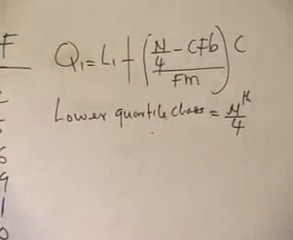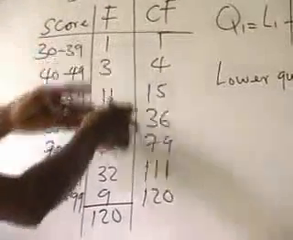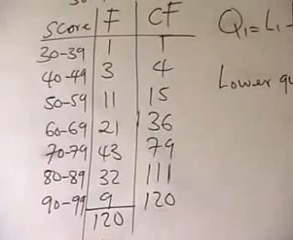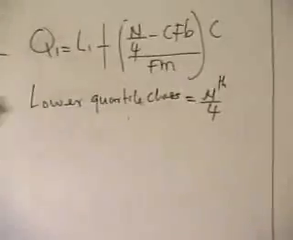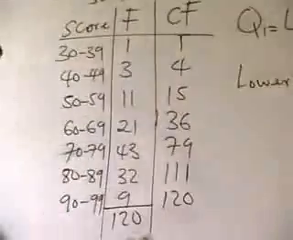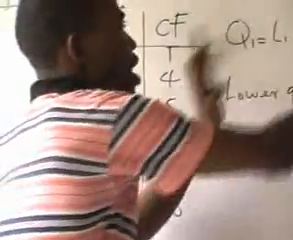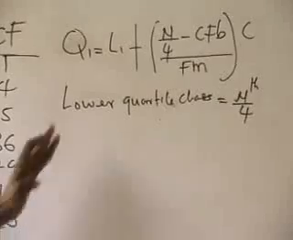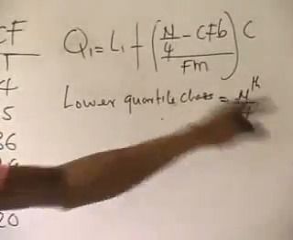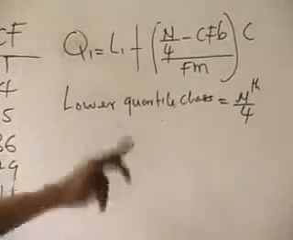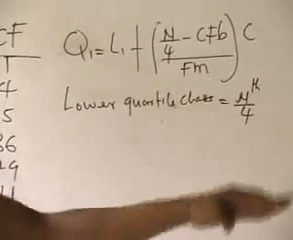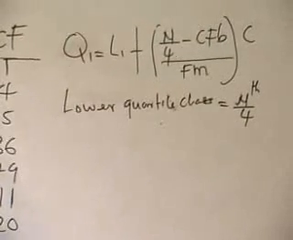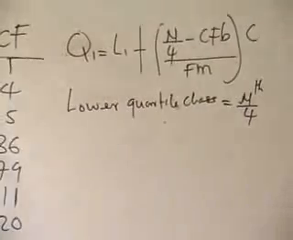I have told you before that you add all your frequency together, and we have 120. So after you have done your cumulative frequency, the next thing is for you to write your formula. After you have written the formula, the next thing is to get your lower quartile class. If you are looking for upper quartile, you have to get the upper quartile class. Don't worry, let's get there one by one. So our n means summation of the frequency, which is 120.